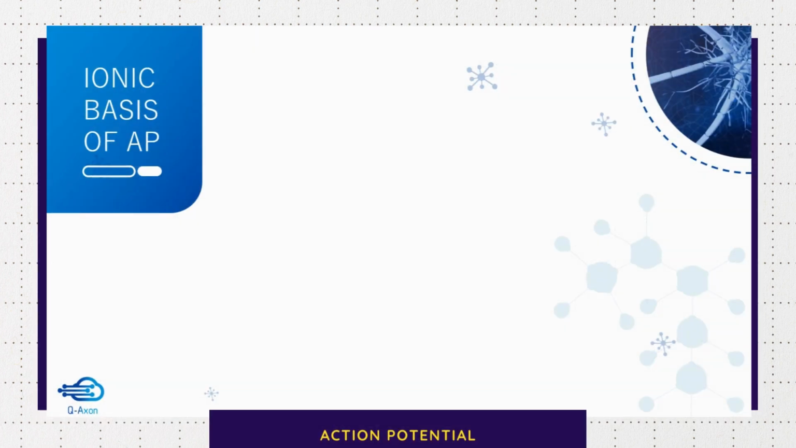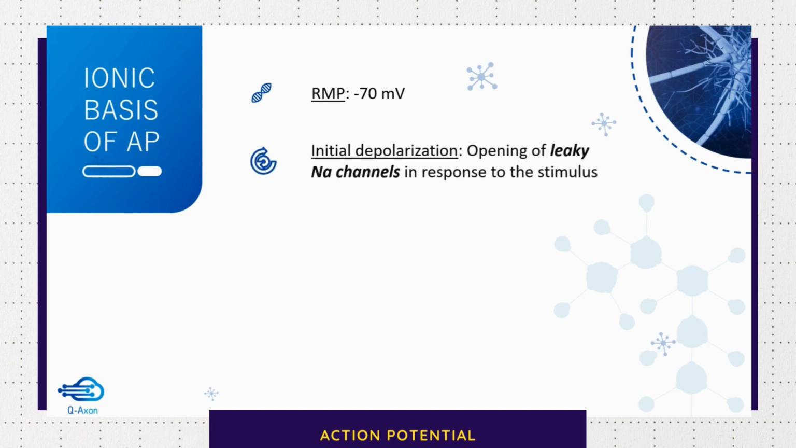Let's now examine the ionic basis of the action potential. As we saw earlier, the resting membrane potential in case of a nerve would be about minus 70 millivolt. So the first phase of the action potential is the phase of initial depolarization. Now, what is the ionic basis of this phase?